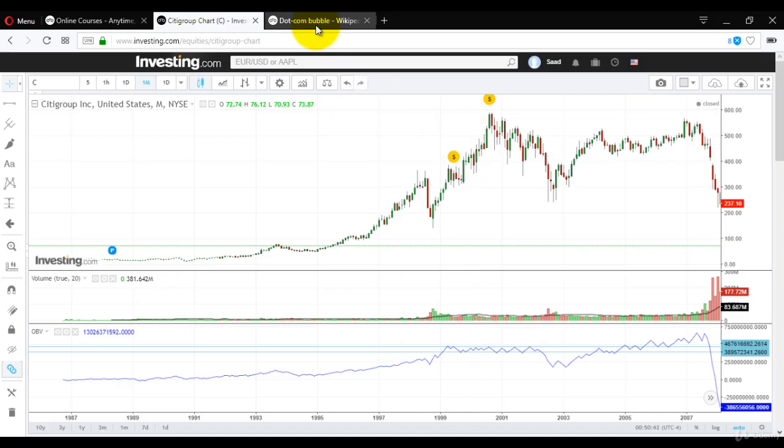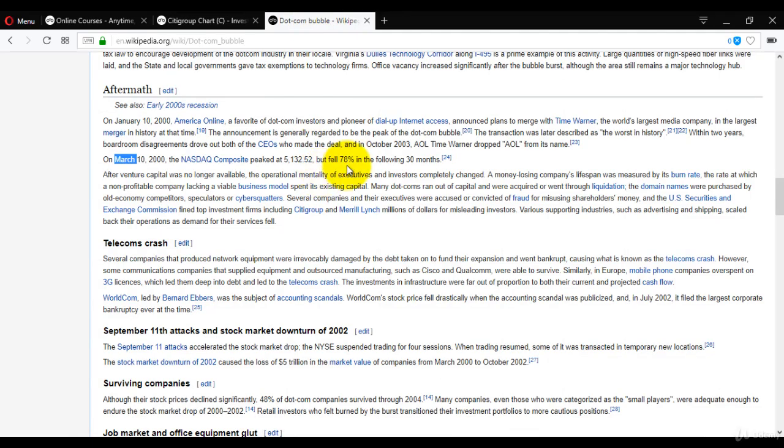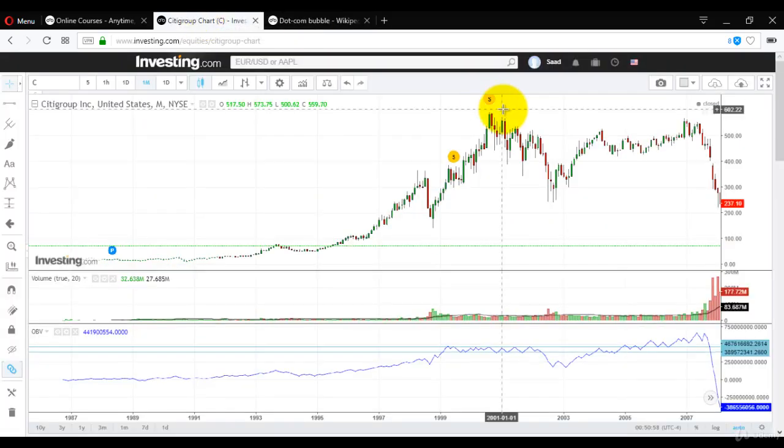Dot-com bubble is set to burst. They knew it. See, it says 78. It fell 78% within the next 30 months. Now, 12 months is a year. 24 months is 2 years. So 2.5 years means 30 months. So from March 2000, 2 years would be March 2002.